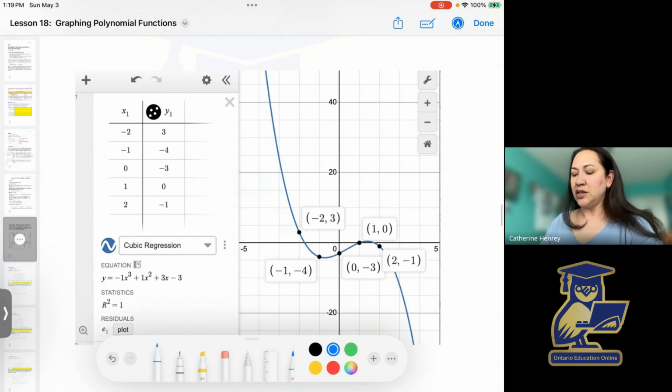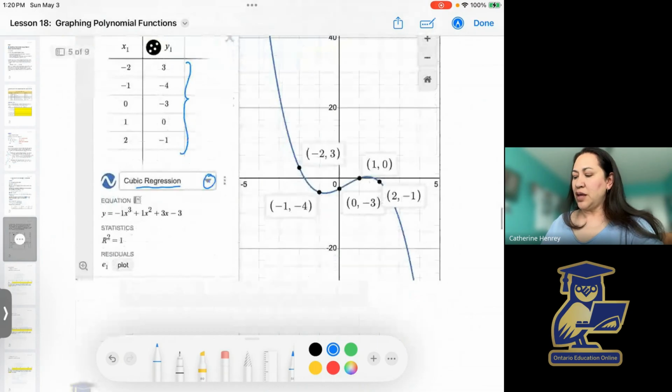So we went to the add button, a drop-down menu comes up, and you can enter a table of values. So then I entered all the values from the table that we have above. And then down here, I can click on this drop-down menu, and you want to pick cubic regression, and that is because the degree of the function is 3. So what'll that do? That'll have all your points plotted, and it will also have the function going through it.